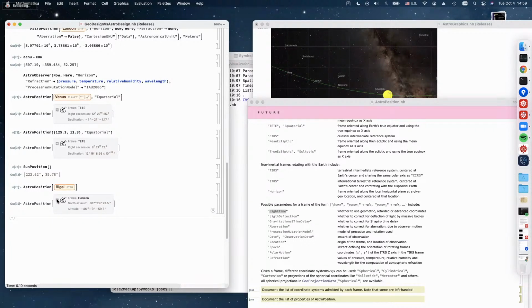Which is good enough for astrographics, and it's good enough for astro angular separation. It's not good enough for astro distance. Astro distance will fail if it's just the ray. But we talked yesterday, apparently there are quite a lot of them where we don't know the distance.